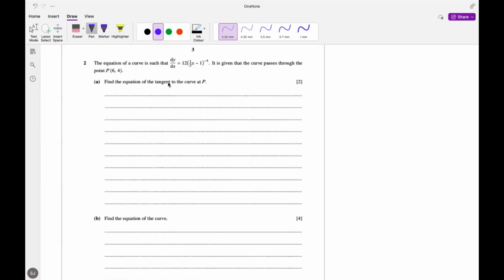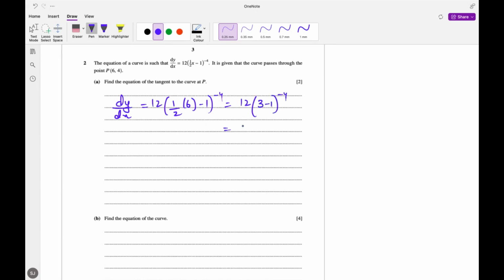To find the gradient of a tangent, it is given by finding dy/dx at the particular point. In this case, the point is P and the x-coordinate is 6. So to find the gradient of the tangent, in place of x, we'll substitute x = 6. So this will be 12 into (1/2 into 6 - 1) to the power -4. This will become half into 6 upon 2 is 3, 3 - 1 to the power -4.